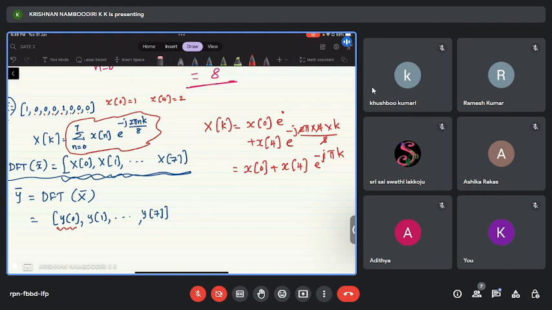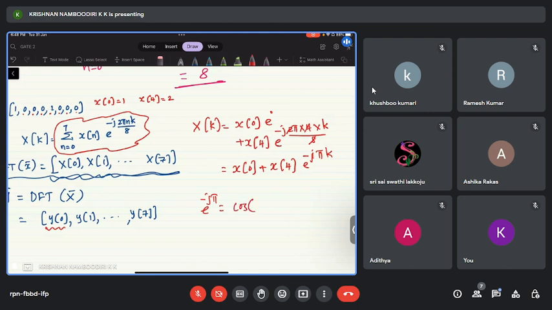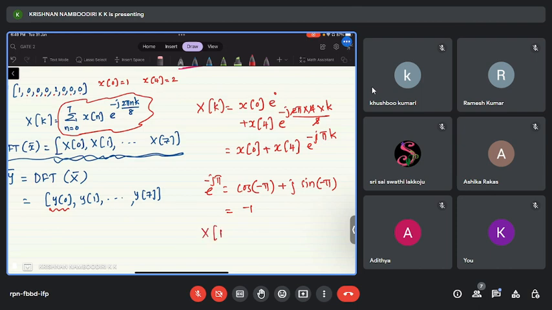Correct? What is e power j pi or minus j pi? So e power minus j pi is equal to cos minus pi plus j sine minus pi, which is equal to, what is this value? This is nothing but minus 1, correct? Sine pi is 0. So x of k equal to x of 0 plus x of 4 into minus 1 power k.